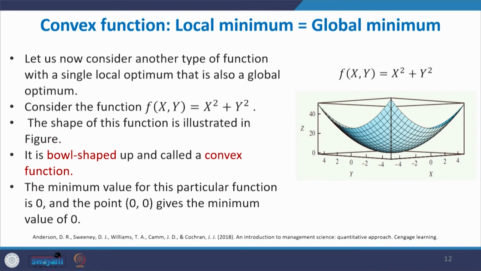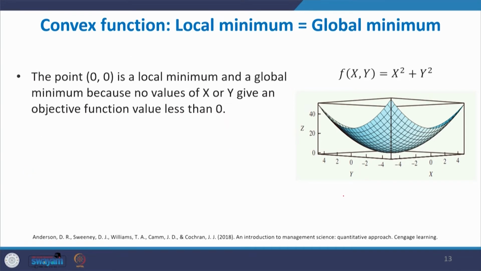Let us now consider another type of function with a single local optimum that is also the global optimum. The function f of x comma y equals x square plus y square. The shape of this function is illustrated in the figure. It is bowl shaped up, and is called a convex function. See, this looks like a bowl right side up. This is a convex function. The minimum value for this particular function is 0. Here it is 0, and the point 0 0 gives the minimum value of 0.